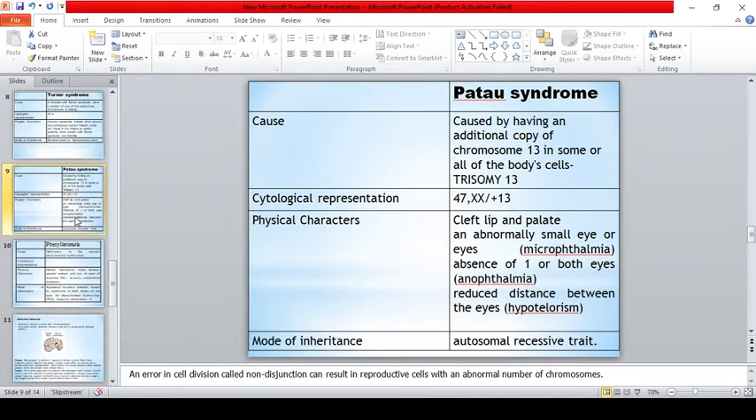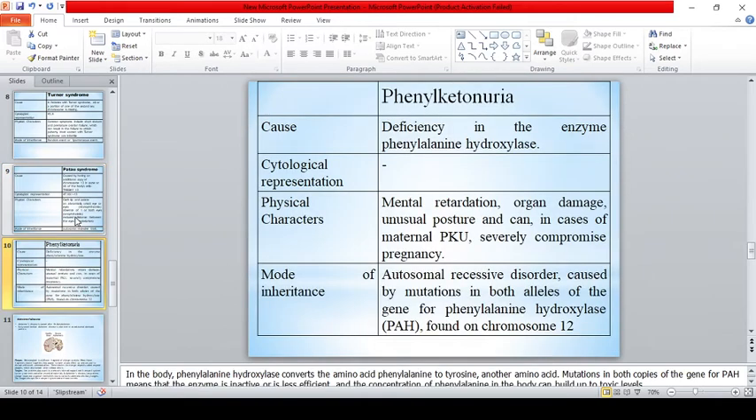The cytological representation is 47,XXX plus 13. The main physical characteristics of this syndrome are cleft lip and palate, abnormally small eyes, which is microphthalmia, absence of one or both eyes, anophthalmia, and reduced distance between the eyes, hypotelorism. The mode of inheritance is autosomal recessive trait.